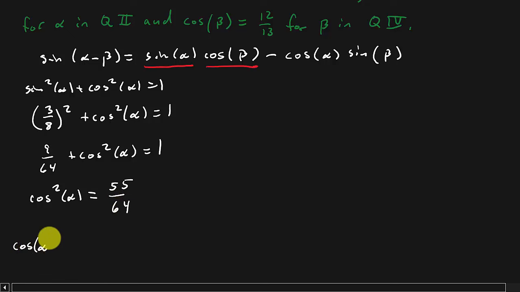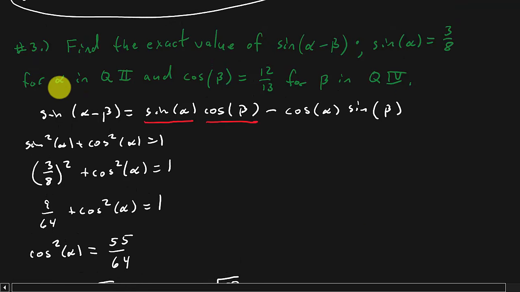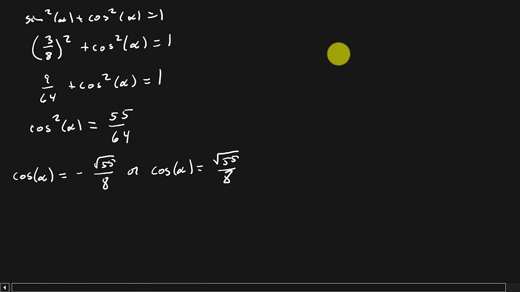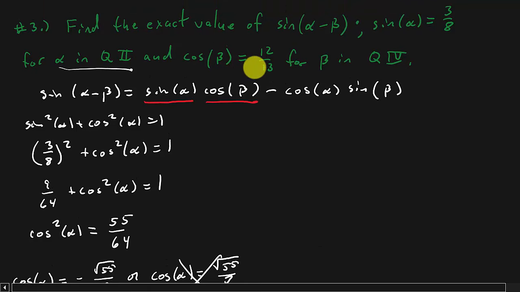So cosine alpha is equal to negative square root of 55 over 8, or cosine alpha equals positive square root of 55 over 8. Remember, it's plus or minus. Well, we can see that alpha is in quadrant 2, so cosine is negative there, so it's the negative solution. And then we'll do the same thing, since we need to find sine beta.